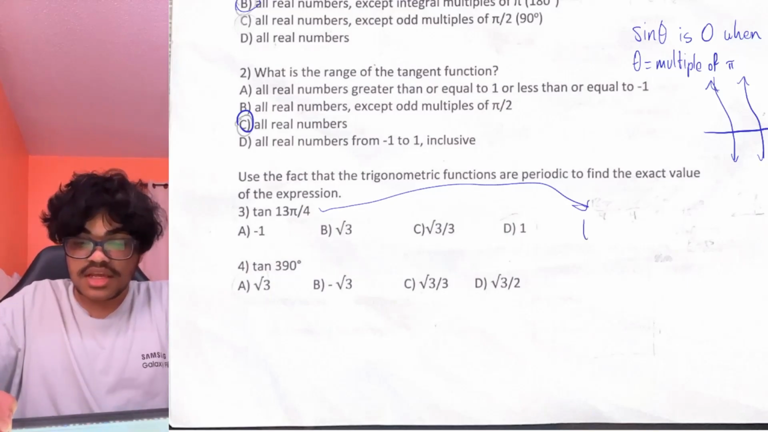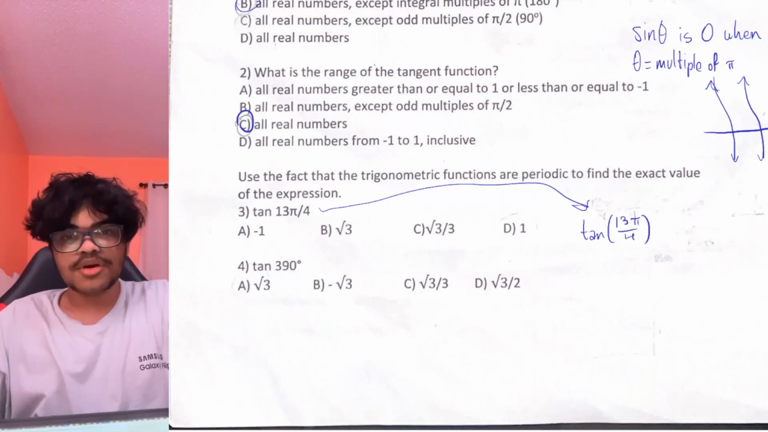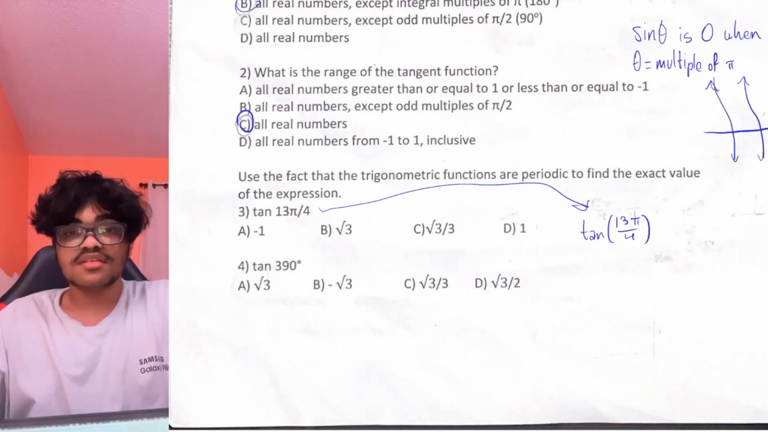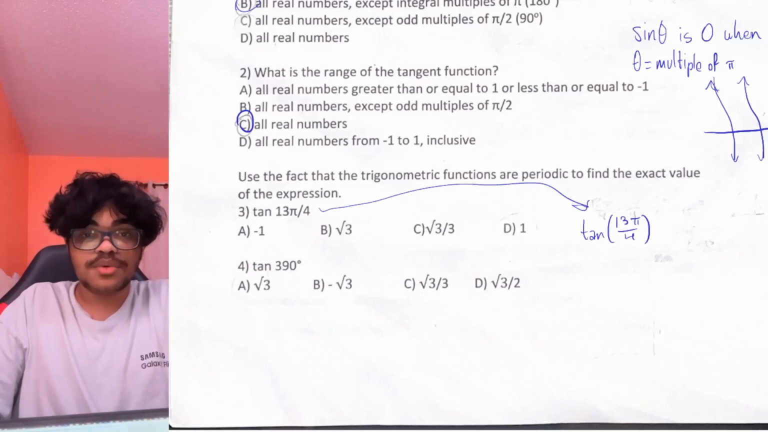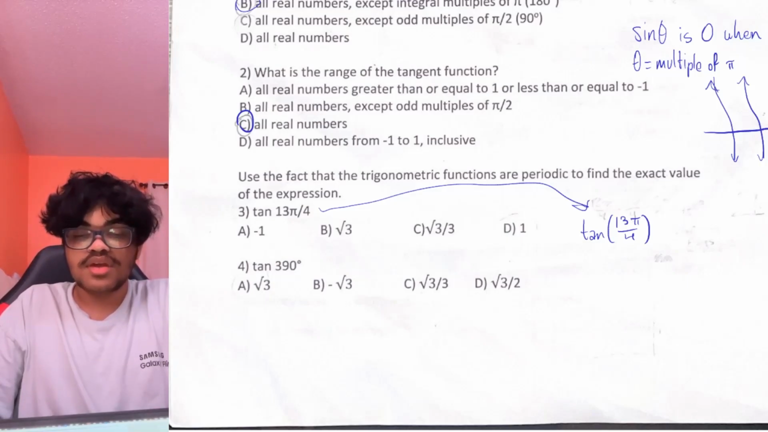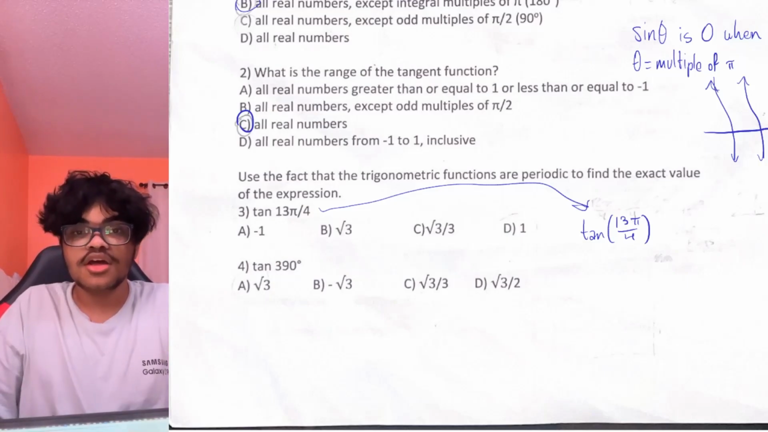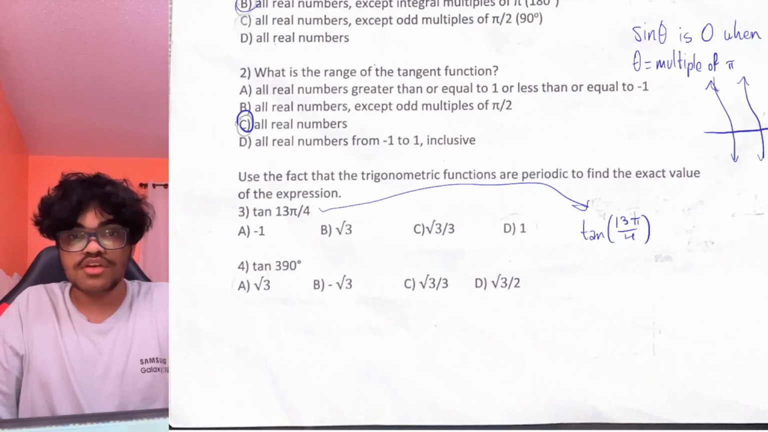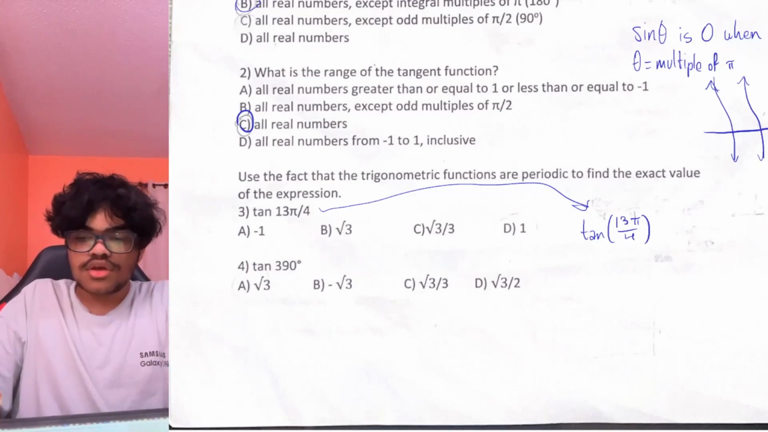So, tangent of 13 pi over 4. Well, we don't really like 13 pi over 4 because it's bigger than 2 pi. And since it's bigger than 2 pi, we can subtract 2 pi, and we can keep subtracting 2 pi after that to get to a range we like. Now we want it to be in between 0 and 2 pi, so then we can use a reference angle on the unit circle, and then we can hopefully find the answer pretty easily. So let's subtract 2 pi and see where this gets us.